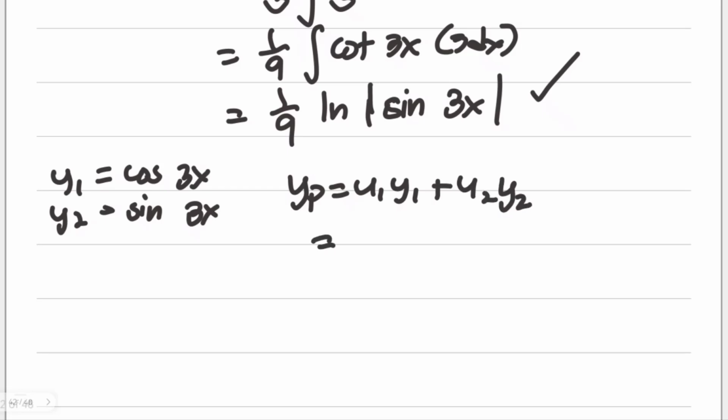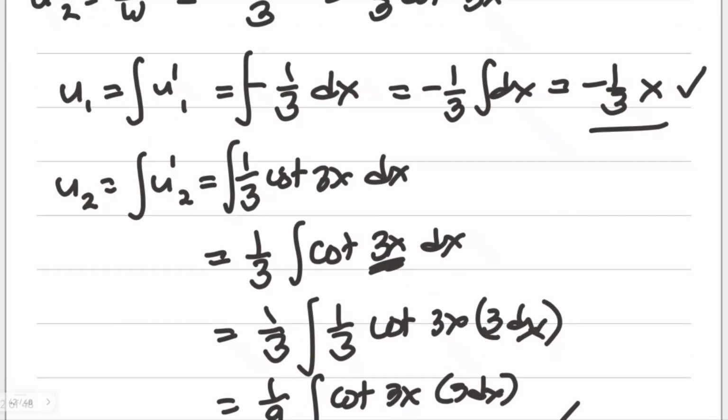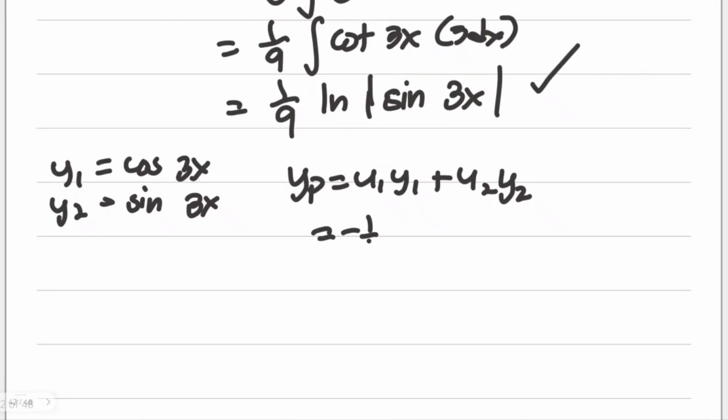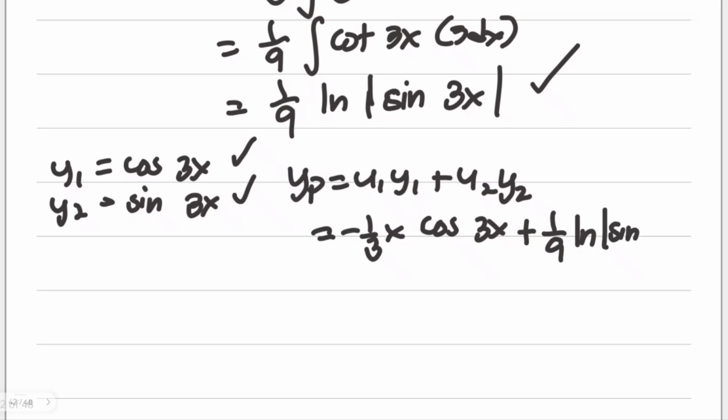So u sub 1 is, again here, negative 1/3 x. So negative 1/3 x times cosine 3x. That's our y sub 1, again in the previous page. Then plus our u sub 2, which is 1/9 natural logarithm of sine 3x times our y sub 2, which is also another sine 3x. Take note, you can't multiply them because this is under a logarithm. Okay, so this is our y sub p.